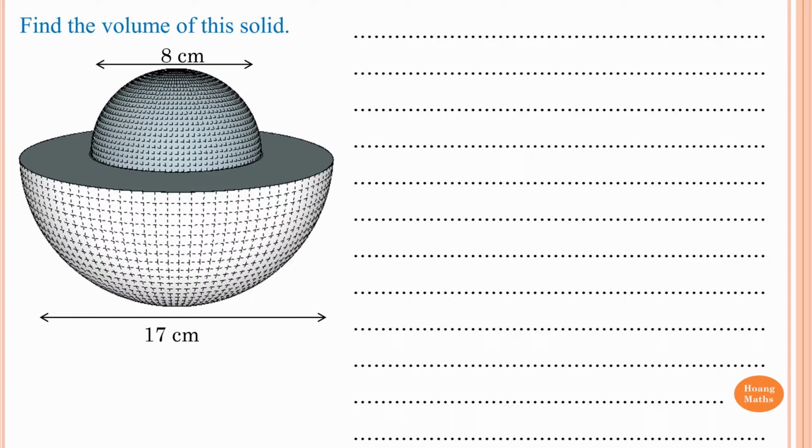So we can label this volume here as V1, volume 1, and then this is volume 2. So we just find volume 1 and volume 2 and we add them up. That is the volume of the solid. So first of all, V1 is half of a sphere. So we know that the volume of a sphere is 4 over 3 pi r cubed. And because it's only half of the sphere, we just times by a half or divide by 2 if you like. So now I just replace r with the radius of this.